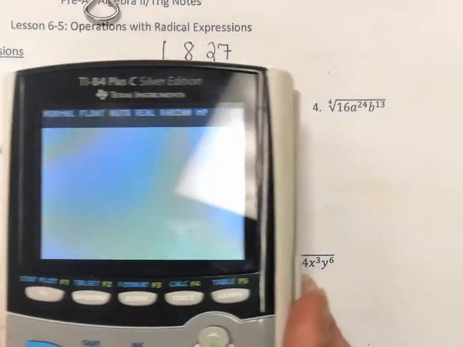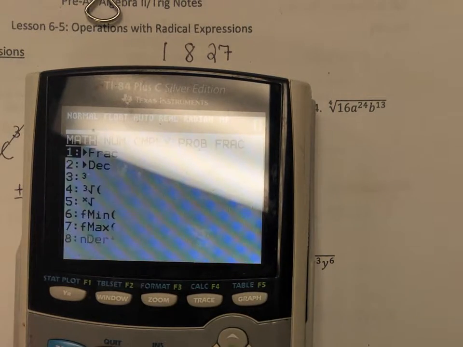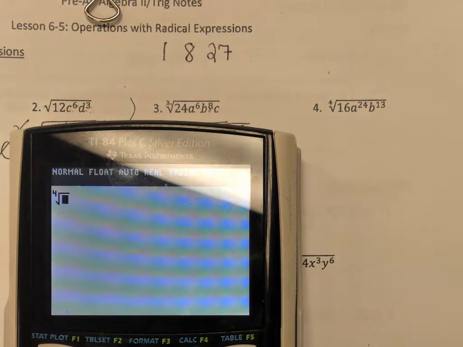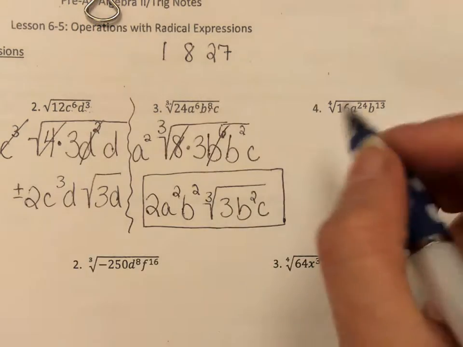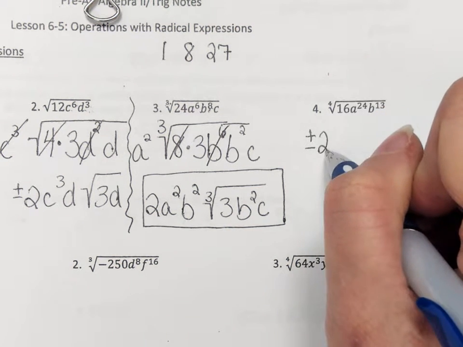All right, how did I determine if I can take the fourth root of 16? 4 and then math. Down to number 5. And then type in 16, right? What'd you get? 2. Technically, your answer is how much? Plus and minus, because anytime you have an even root, it is plus and minus.